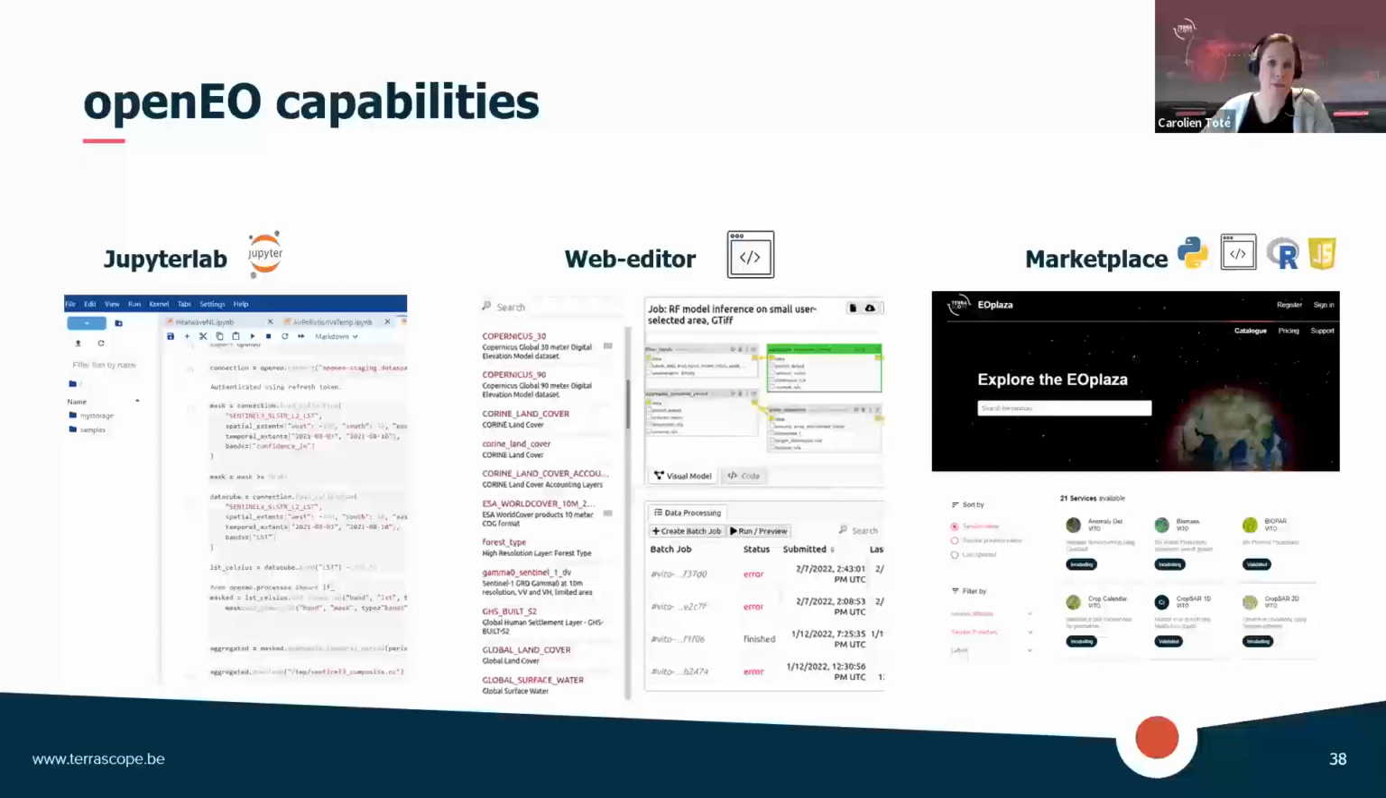So the capabilities of OpenEO: you have a JupyterLab where you can have a Python notebook and access data directly. There is also a web editor, which is a GUI where you can interact with the OpenEO API and perform a number of basic tasks for data processing. And then there is the EO Plaza, which is a self-service portal, let's say. You can publish your algorithm there, or you can use algorithms that are published by others.